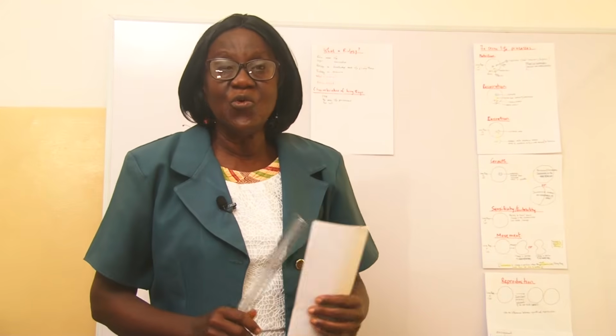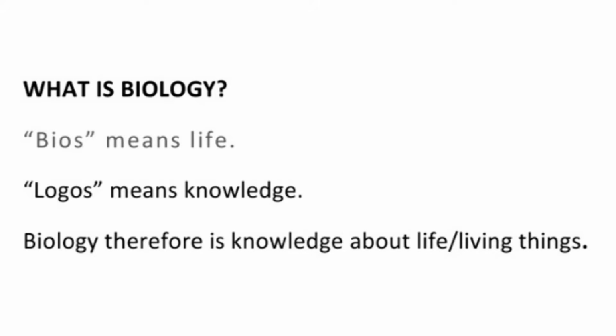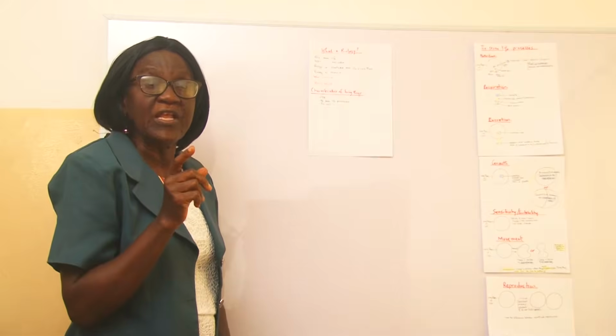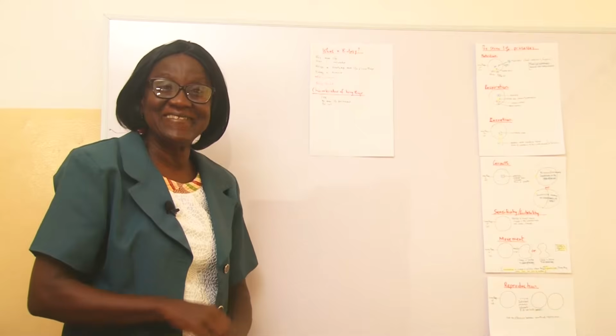Right. So we want to look at what biology is. What is biology? Biology, you have bios. Bios means life. Logos, knowledge. So therefore, biology is knowledge about life or living things. But biology is just not knowledge. Biology is science. So what is science?